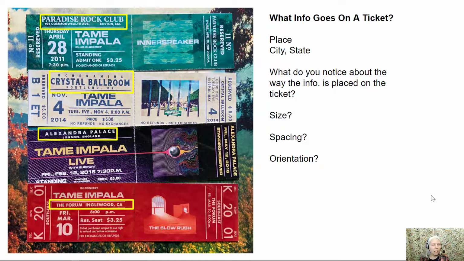I noticed that the location is usually really large compared to the other text. Sometimes it's in all caps, and sometimes the letters themselves are really spaced out so that it's kind of long. I noticed that other information is a little bit smaller, for example, the actual address. And it has also been rotated vertically and placed at the end of the tickets.